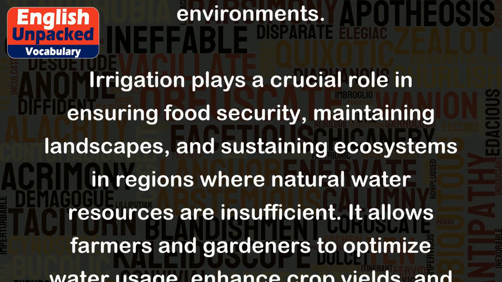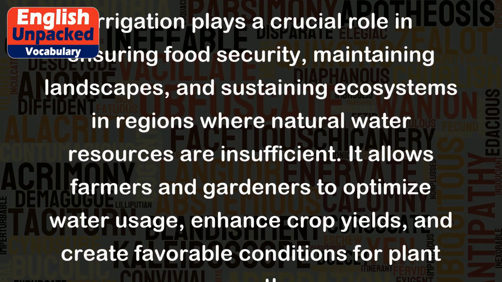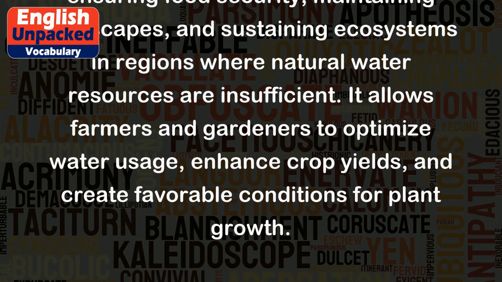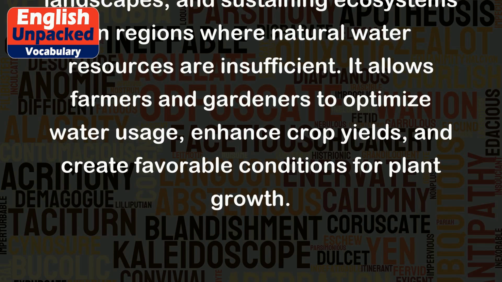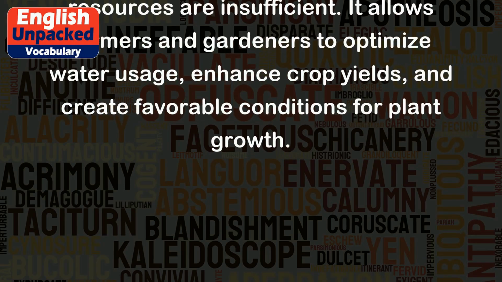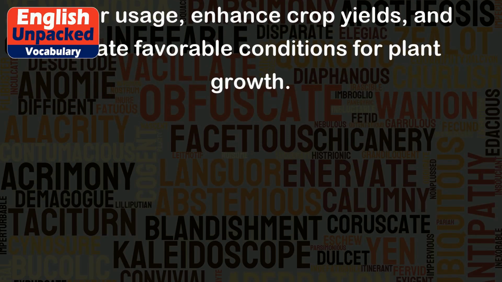Irrigation plays a crucial role in ensuring food security, maintaining landscapes, and sustaining ecosystems in regions where natural water resources are insufficient. It allows farmers and gardeners to optimize water usage, enhance crop yields, and create favorable conditions for plant growth.